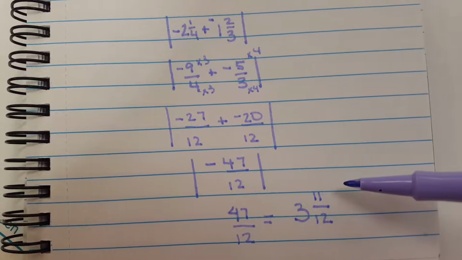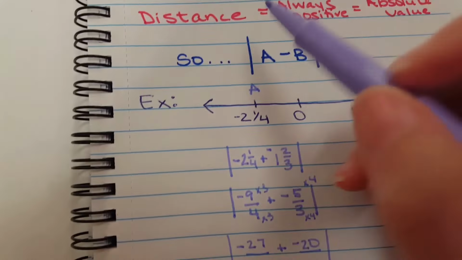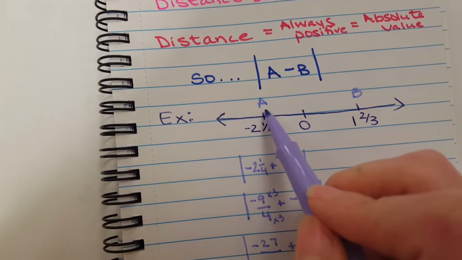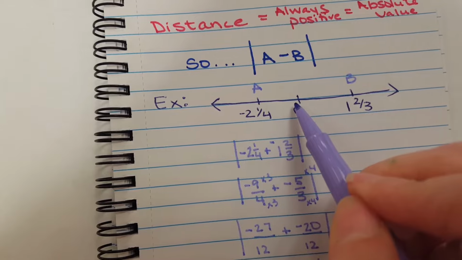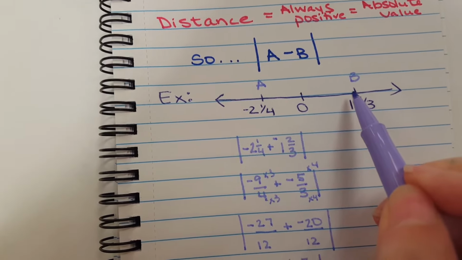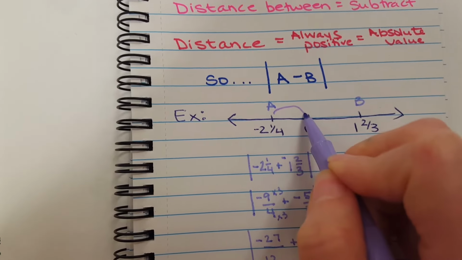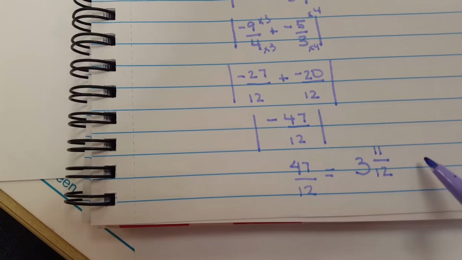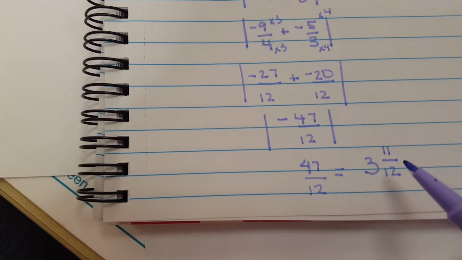Always stop to make sure your answer makes sense. So I'm about 4 away from each other here. So to get from -2 to 0 is about 2, and to get from 0 to 1 2/3 is again about 2. So it should take me about 4. 2 and another 2 is about 4, and 3 11/12 is pretty darn close to 4.